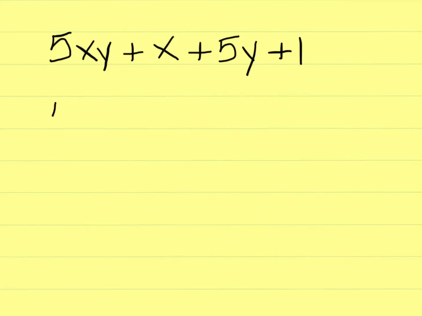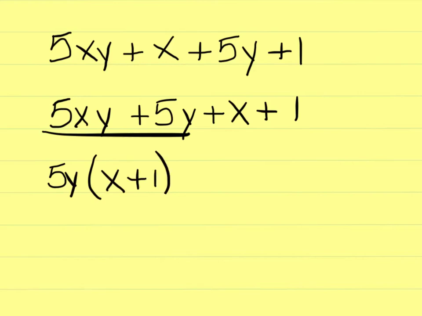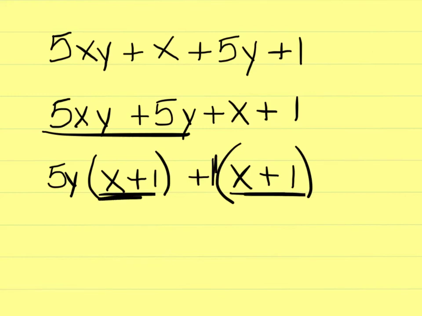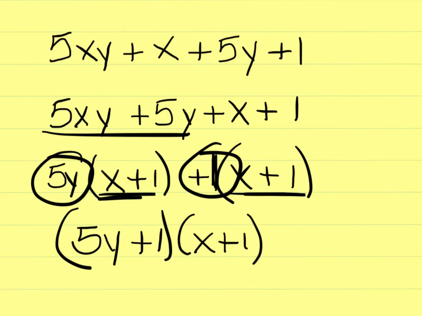Here's the same problem, but you're grouping 5xy and 5y together and then leaving x plus 1 at the back end. So on the front two here, you could take out a 5y and be left with x plus 1. And then on the back end, you just have x plus 1, which matches your first quantity. Don't forget this is really a 1 right there. So it should be 5y plus 1 and then x plus 1. And that's the same answer as before, except these two are flipped.